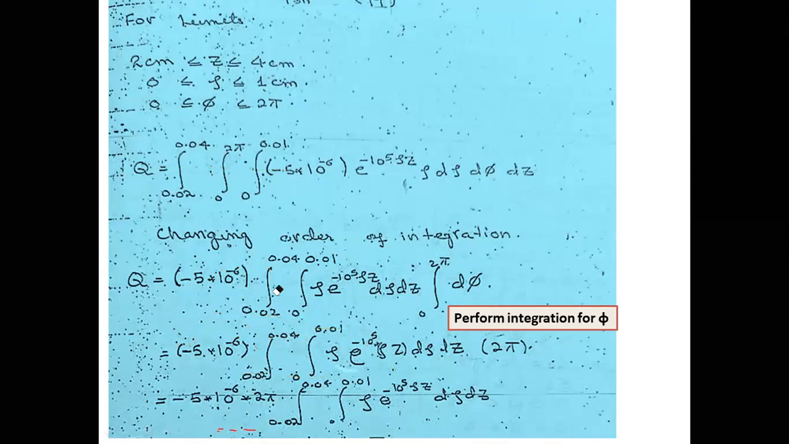Colorful background for you people. Okay, so first, the limits for z are given, that are 2 centimeter to 4 centimeter, but in the SI system we will use the limits for z in meters. So convert it into meters, and we will have the limits from 0.02 to 0.04.